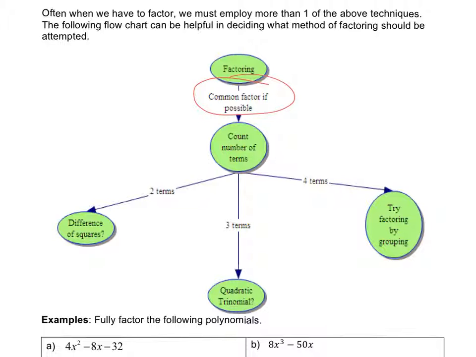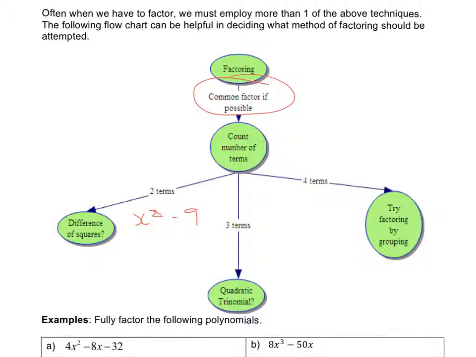So, easiest is 2 terms. If there are 2 terms and they are separated by a negative sign, then you want to look for something called a difference of squares, which means that it's something like this. X squared minus 9. That's a difference of squares. That means that I have a squared term separated by another squared term. Pretty straightforward, and we're going to talk about that.